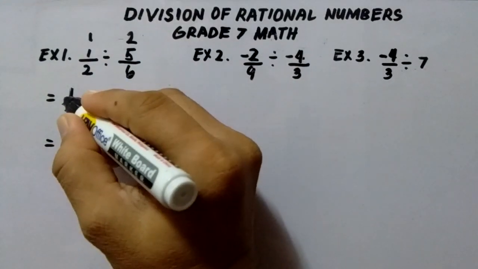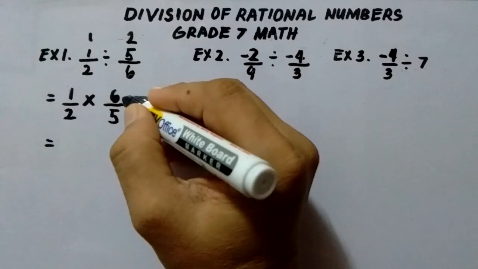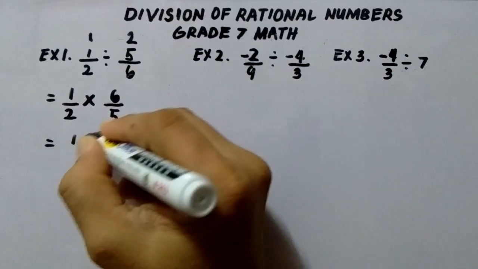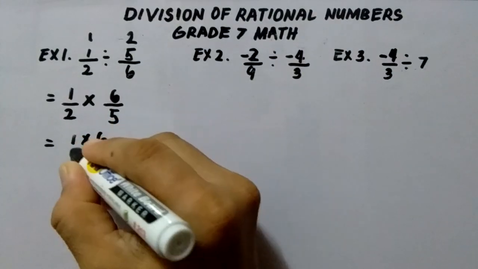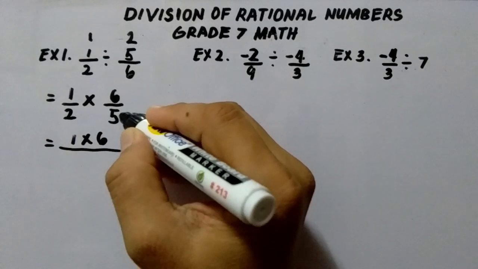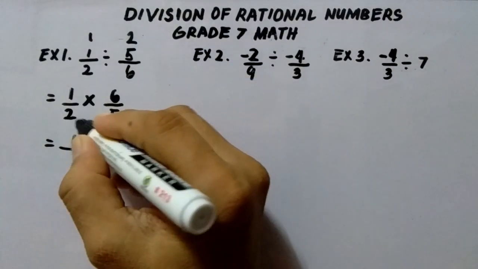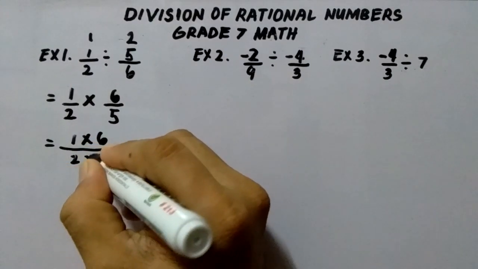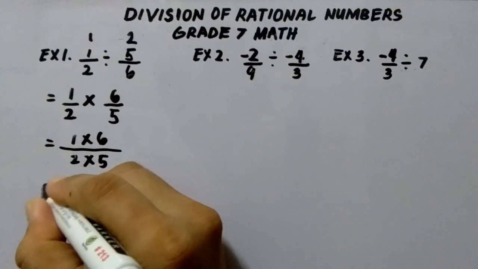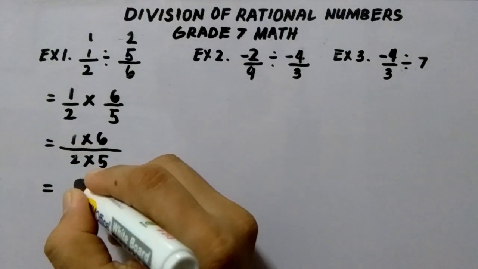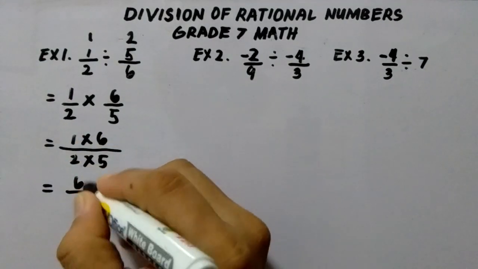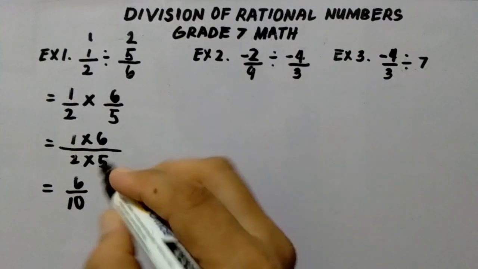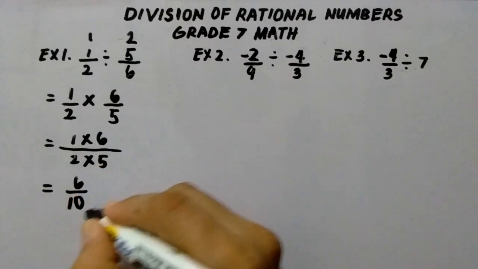Okay, so let's multiply first the numerators. Okay, so 1 times 6. Then over. Okay, so let's apply the denominators. Okay, 2 times 5. Okay, so equals 1 times 6, that is 6, over 2 times 5, that is 10. Okay, so, this is not yet the final answer.